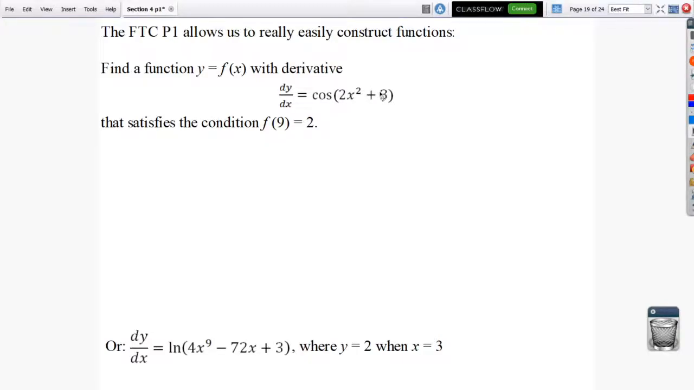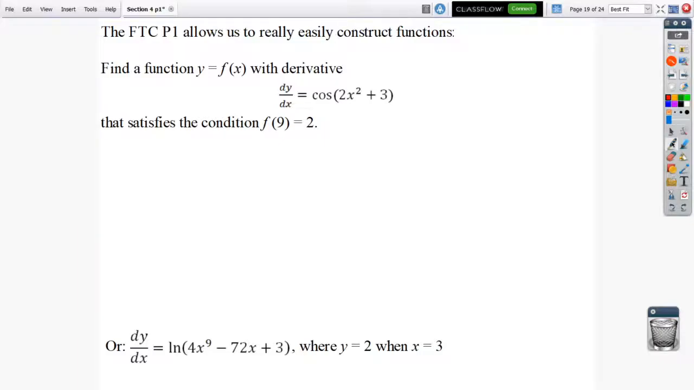We have a polynomial in here. Polynomials are continuous. Since we have a composition of continuous functions, that is a continuous function. Since we have a continuous function, it must have an antiderivative. So the problem that we run into is, what is its antiderivative? Well, I don't feel like figuring out exactly what differentiates into cosine of 2x squared plus 3.